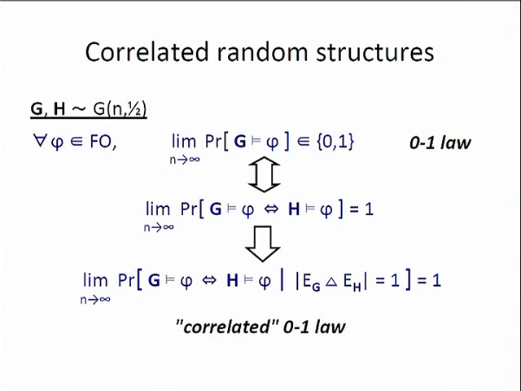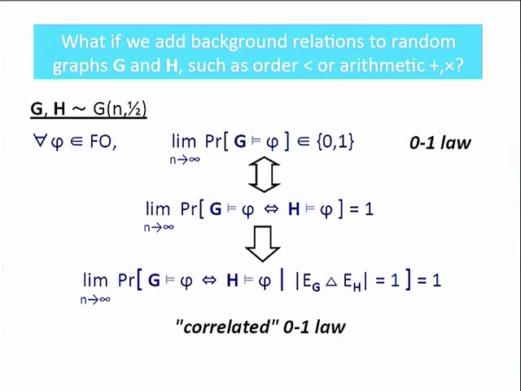In fact, it follows from this that we get the same thing if we take G and H not to be independent random structures, but a correlated pair of random structures. So we condition on G and H differing at exactly one edge, meaning the symmetric difference between the edge sets of G and H is exactly one. Even if we condition this way, for any first order sentence phi, G satisfies phi if and only if H satisfies phi almost surely. I'll refer to this as a kind of correlated 0-1 law, and it just follows formally from the previous statement. That's talking about the language of unordered graphs.